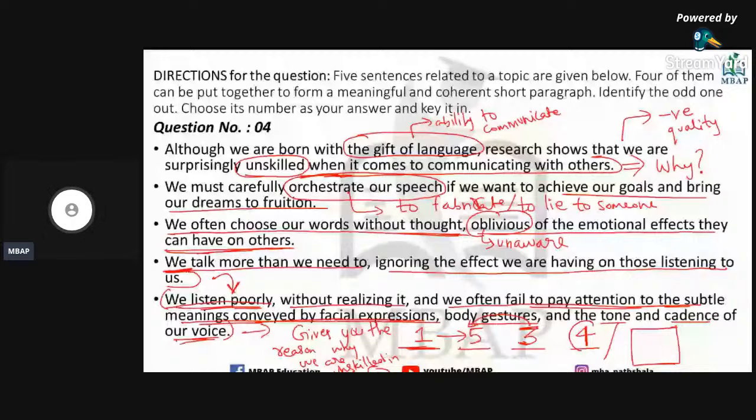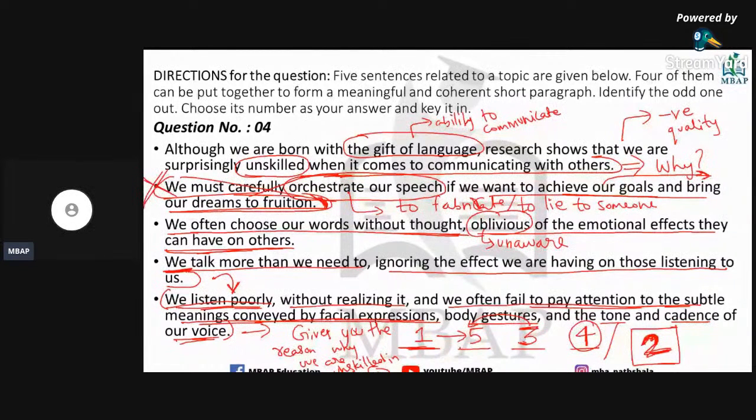And why sentence 2 is the odd one out, guys? Look at sentence 2. It is nowhere in sync with the other 4 sentences. It talks about fabricating of speech. It says that I plan before I talk. So this is altogether a different idea, guys, right? And it talks about if we want to achieve our goals and bring our dreams to fruition. So this is nowhere related to the other four sentences.